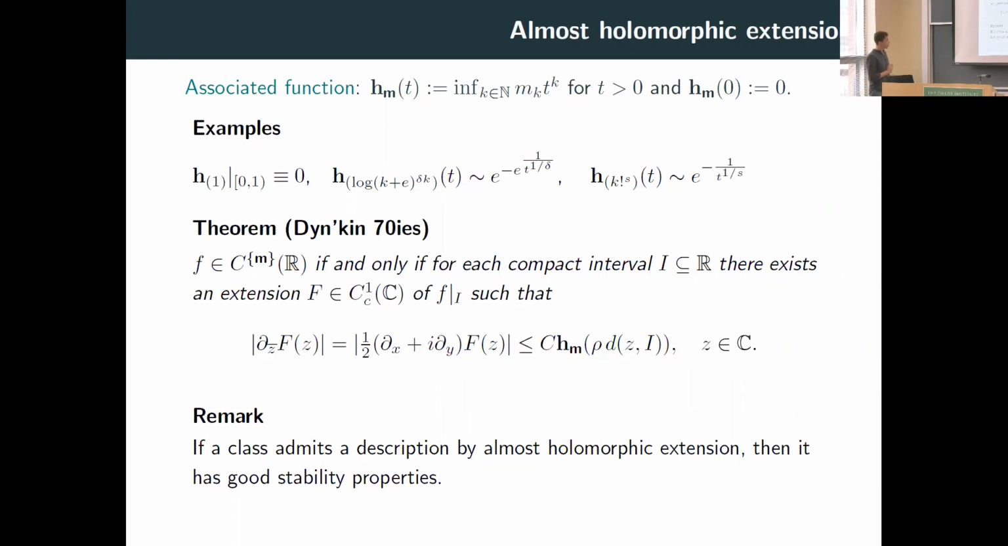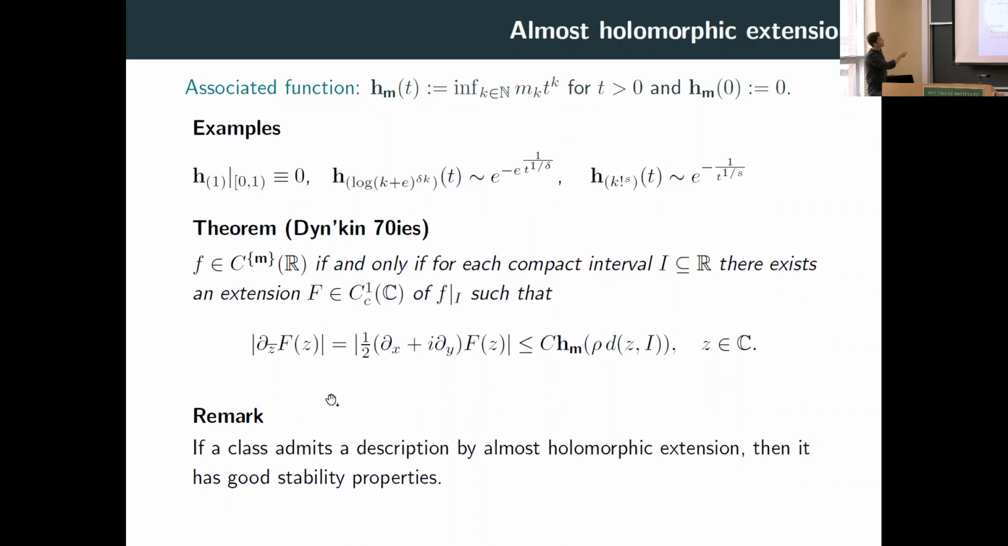So you get this characterization of the Denjoy-Carleman class Cm in terms of what we call almost holomorphic extension. For instance, the real analytic class is precisely the class where the right-hand side is 0.